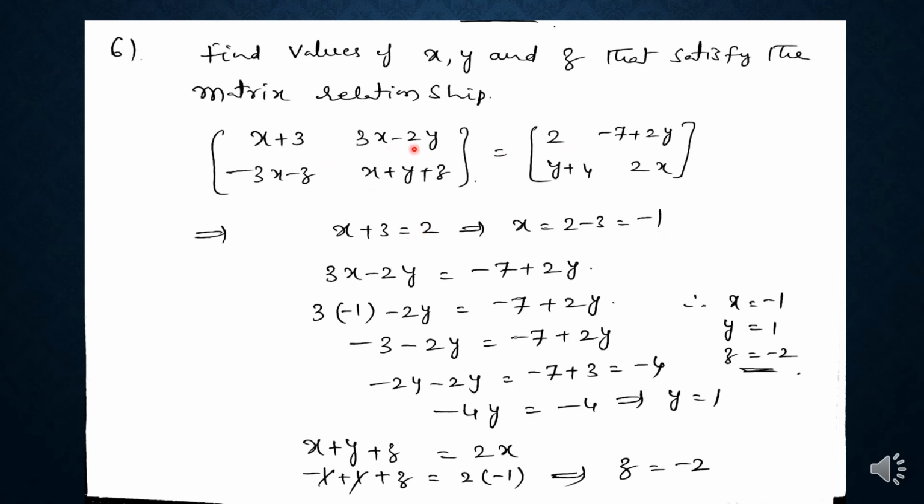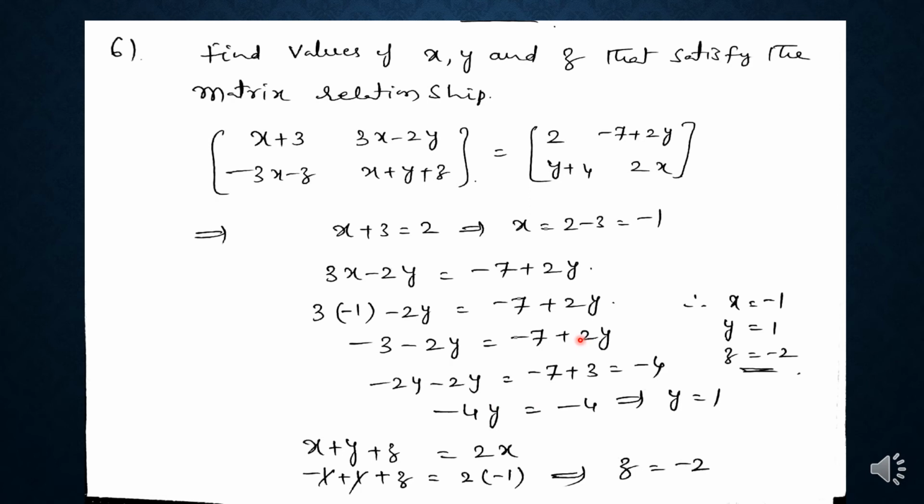Now equate the second element in the first row. Here also second element in the first row. That is 3x minus 2y is equal to minus 7 plus 2y. Now substituting x is equal to minus 1, we will get 3 into minus 1 minus 2y is equal to minus 7 plus 2y. That is minus 3 minus 2y is equal to minus 7 plus 2y.